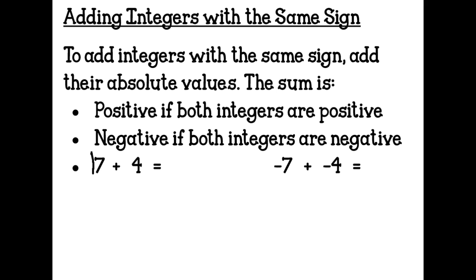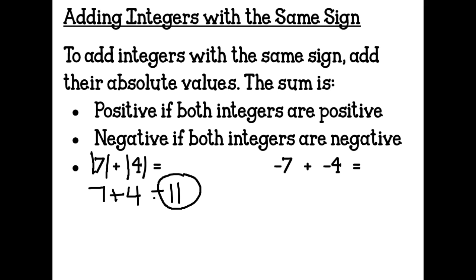So they're the same sign, so we add their absolute values. So I take the absolute value of 7, which is 7, and the absolute value of 4, which is 4, and I add those together. 7 plus 4 is 11, and they are both positive in the original problem. So that means that my answer will be a positive 11.